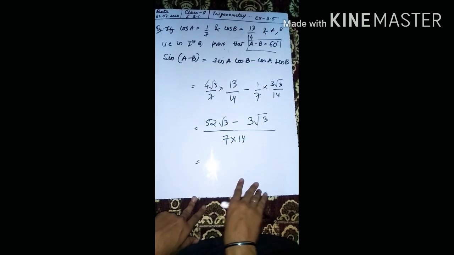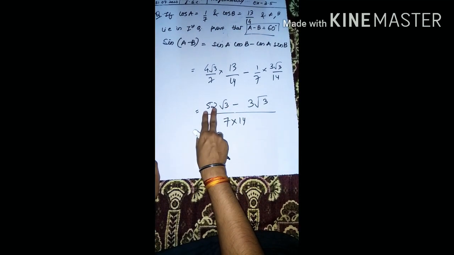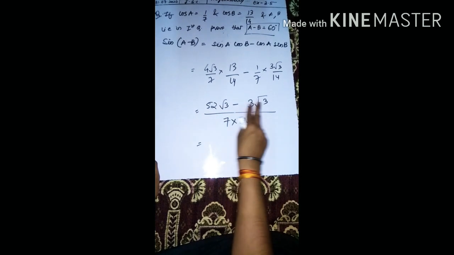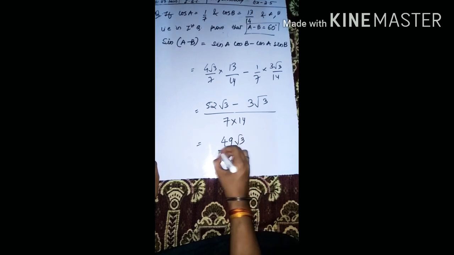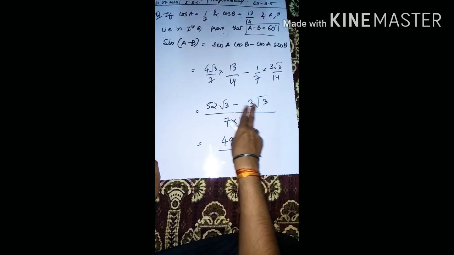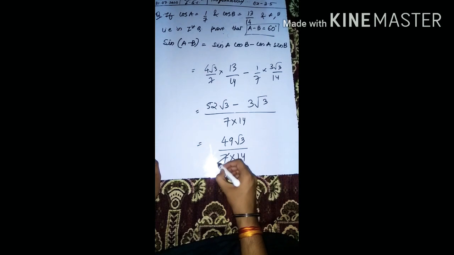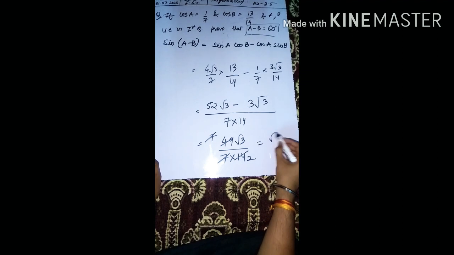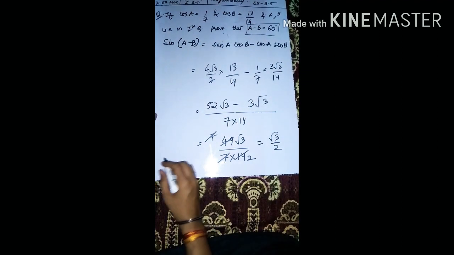Okay, now what case we have? Here root 3 is 52 times, here root 3 is 3 times. So 52 times root 3 minus 3 times root 3, you will get 49 times root 3. Or else take root 3 common. 52 minus 3 is 49 root 3 upon 7 into 14. You can cancel 49 with 7 and this 7 with this 2. So we got root 3 upon 2. So sin(A minus B) is root 3 upon 2.